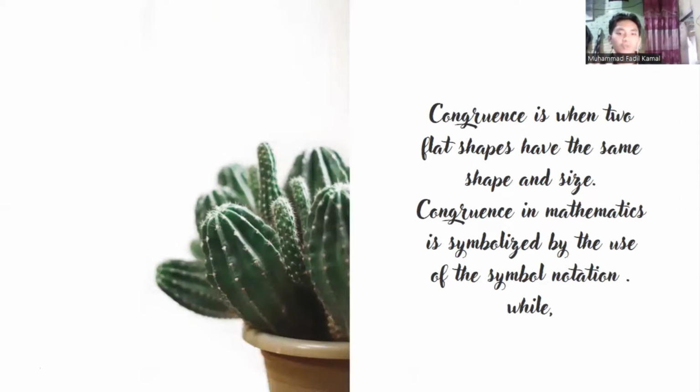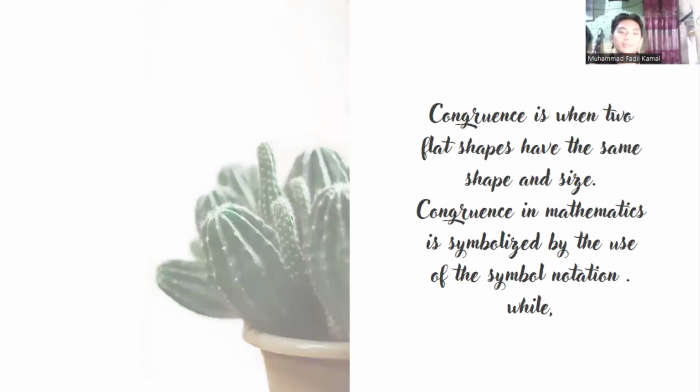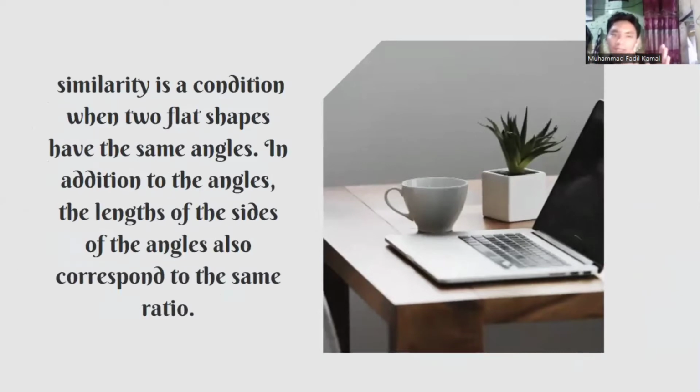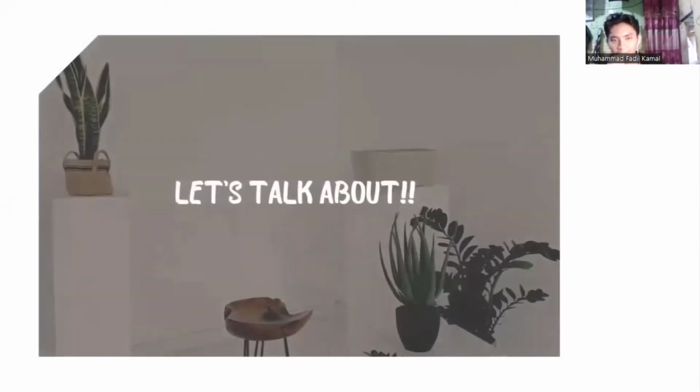Congruence is when two flat shapes have the same shape and size. Congruence in mathematics is symbolized by a notation symbol, while similarity is a condition when two flat shapes have the same angles. In addition to the angles, the lengths of the sides also correspond in the same ratio. Next, Mr. Juki.